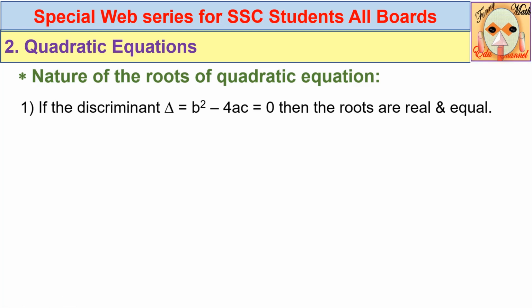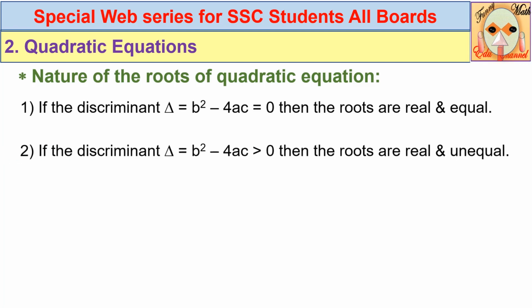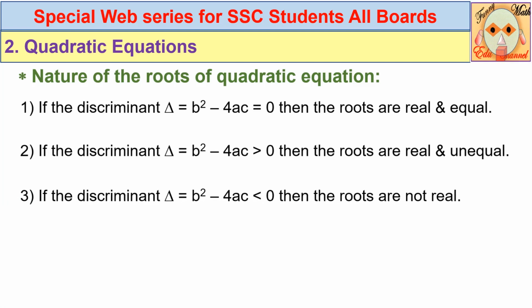This is the conclusion. If delta is equal to 0, then the roots are real and equal. Second thing is what? If the discriminant delta is greater than 0, then the roots are real and unequal. Third thing is what? If the delta value is less than 0, then the roots are not real. You can follow that very easily when we take some examples. When the discriminant value is 0, roots are real and equal. Greater than 0, real and unequal, and delta less than 0, the roots are not real.